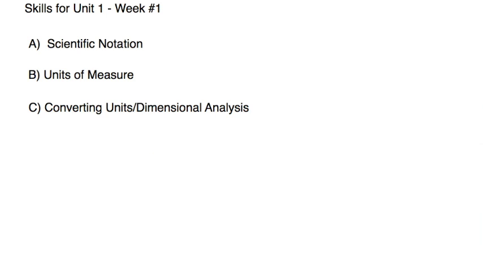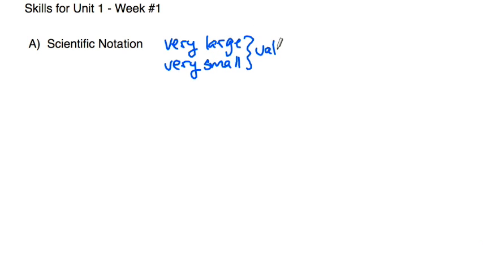So let's start off with scientific notation. It's probably the easiest of the skills. Now, scientific notation is just generally used for very large or very small values. So when we're talking about like the distance between here and the sun, we would use scientific notation rather than just writing the number out. Some other places we might see it is things like, well, the national debt.